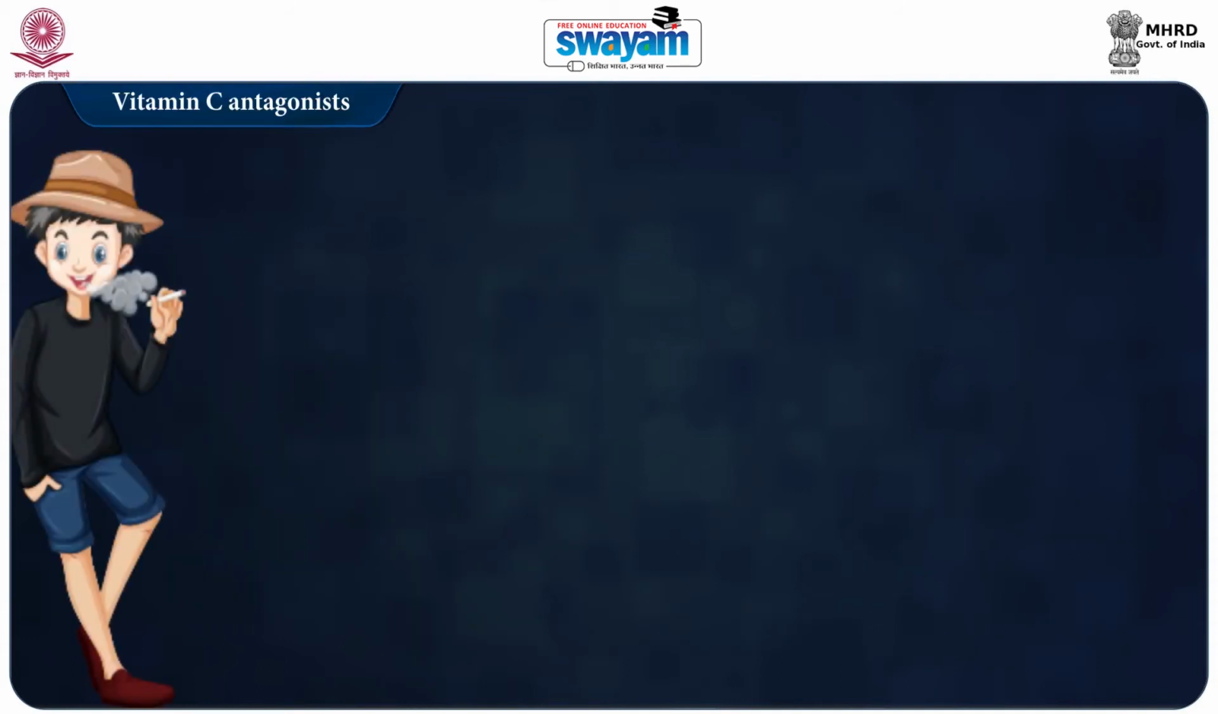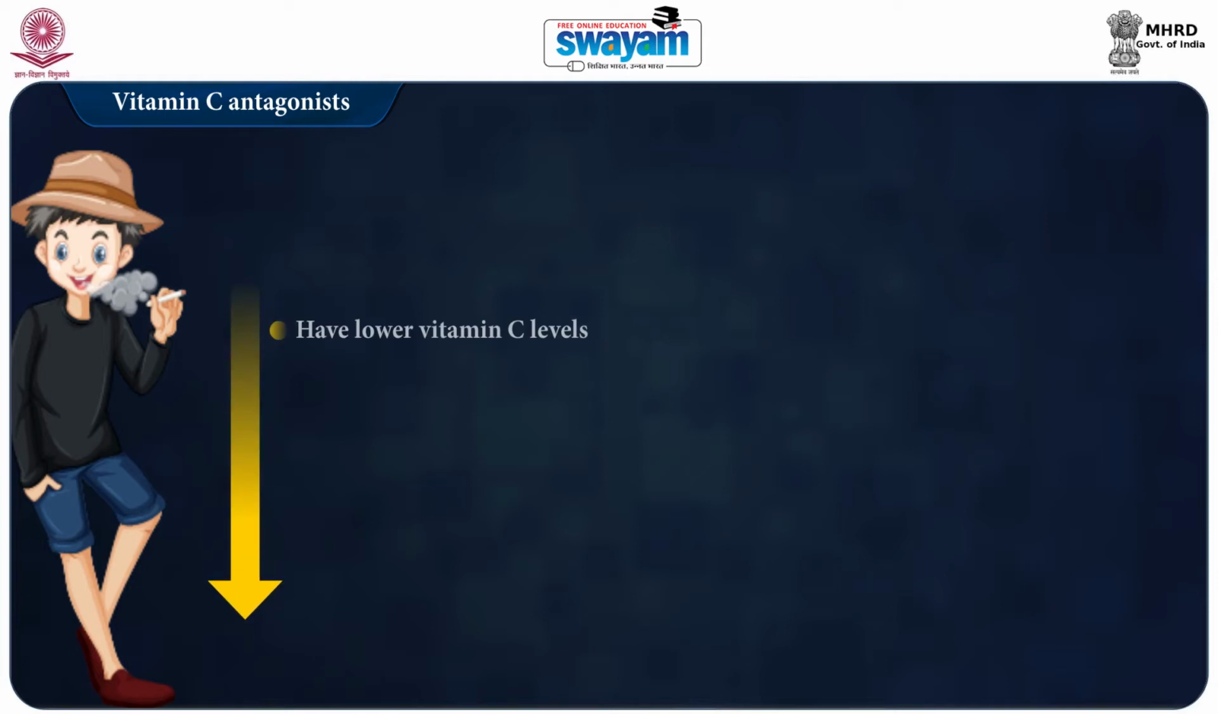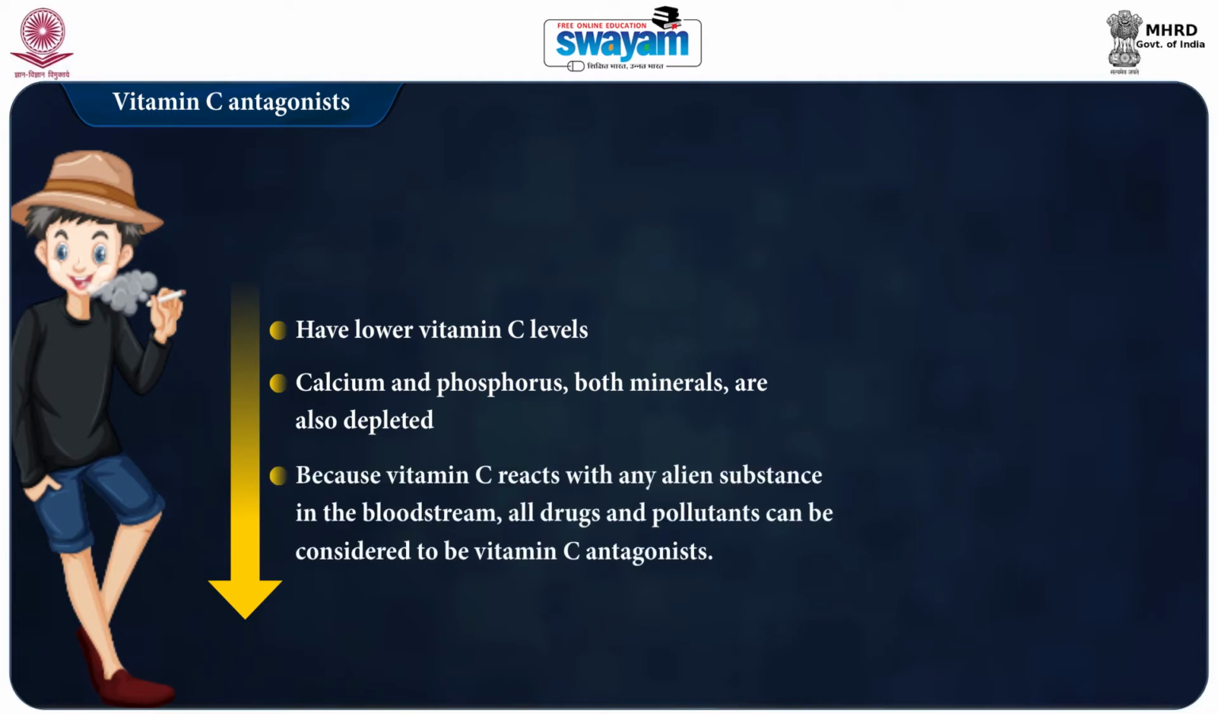Now, let us see the vitamin C antagonists. It is well known that cigarette smokers have lower vitamin C levels. Calcium and phosphorus, both minerals, are depleted in cigarette smokers because vitamin C reacts with any alien substance in the bloodstream. All drugs and pollutants can be considered to be vitamin C antagonists.